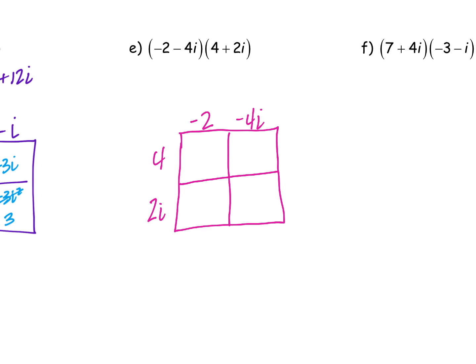4 times negative 2 is negative 8. And then negative 16i and negative 4i. And then this is negative 8i squared, which becomes positive 8. So that means 8 minus 8 is 0. And then this is going to equal negative 20i. Beautiful. Any questions on that one? Okay.